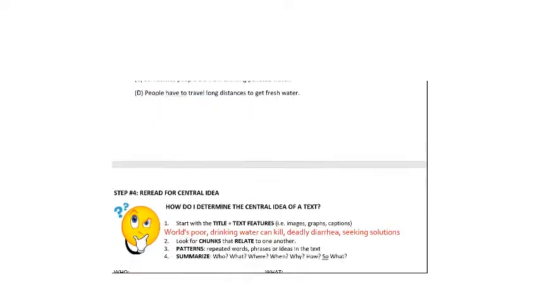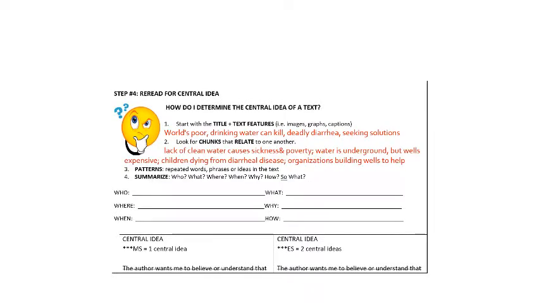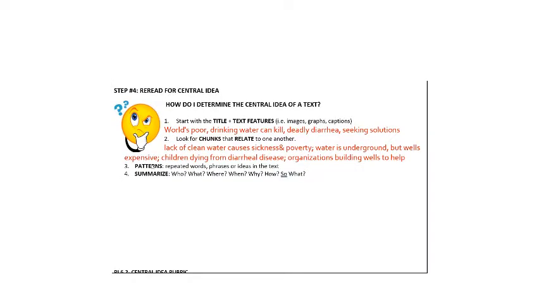All right, I'm going to take those ideas and try and make a quick list of them. So the list is that a lack of clean water causes sickness and poverty, that fresh water is underground, but wells are expensive to get it out. Children are dying from diarrheal disease, but organizations are building wells to help them. The next step is looking for patterns in the words, phrases, or ideas in the text.